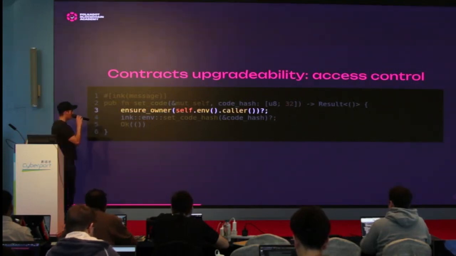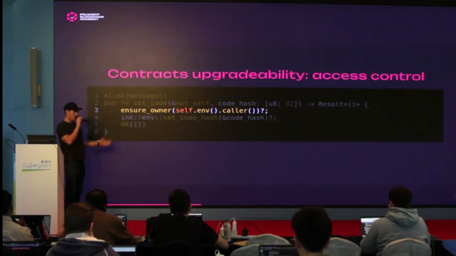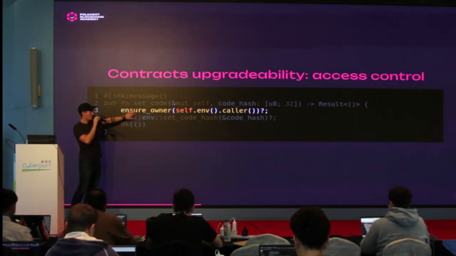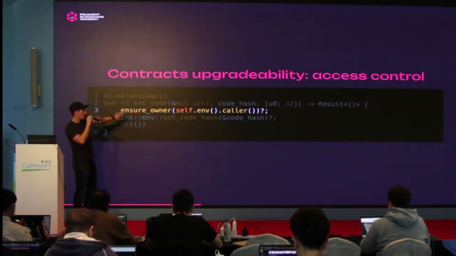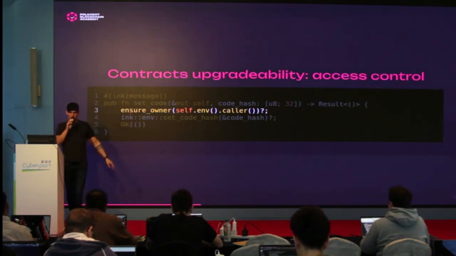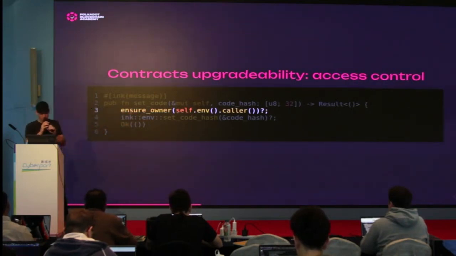This might seem kind of obvious, but when we're talking about vulnerabilities, it's important to remember you do not want to leave set code hash unprotected. So you probably want to introduce some sort of access control, make sure that only a whitelist of callers or some roles can change the code of your contract. Otherwise, it's fair game.